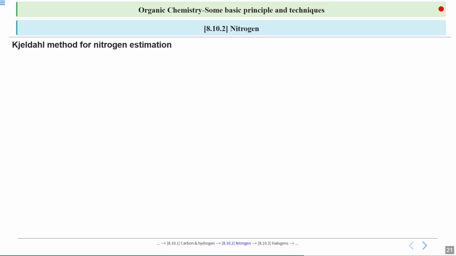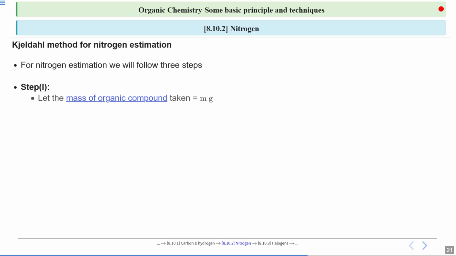Now moving on further, let us start by outlining the three main steps involved in the nitrogen estimation using the Kjeldahl method. Step 1, we begin by taking the known mass of organic compound. So let us call this mass m gram. Then we add a measured volume of sulfuric acid, H2SO4, with a known molarity M. Let's say we use capital V milliliters.